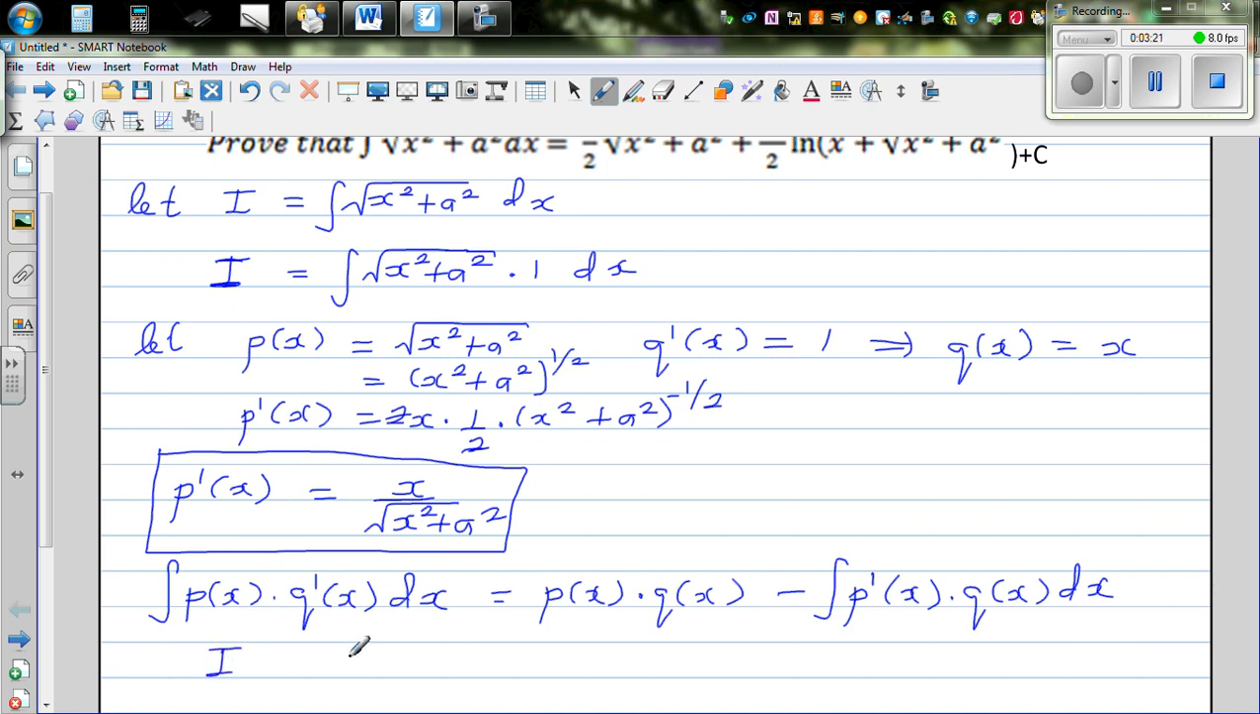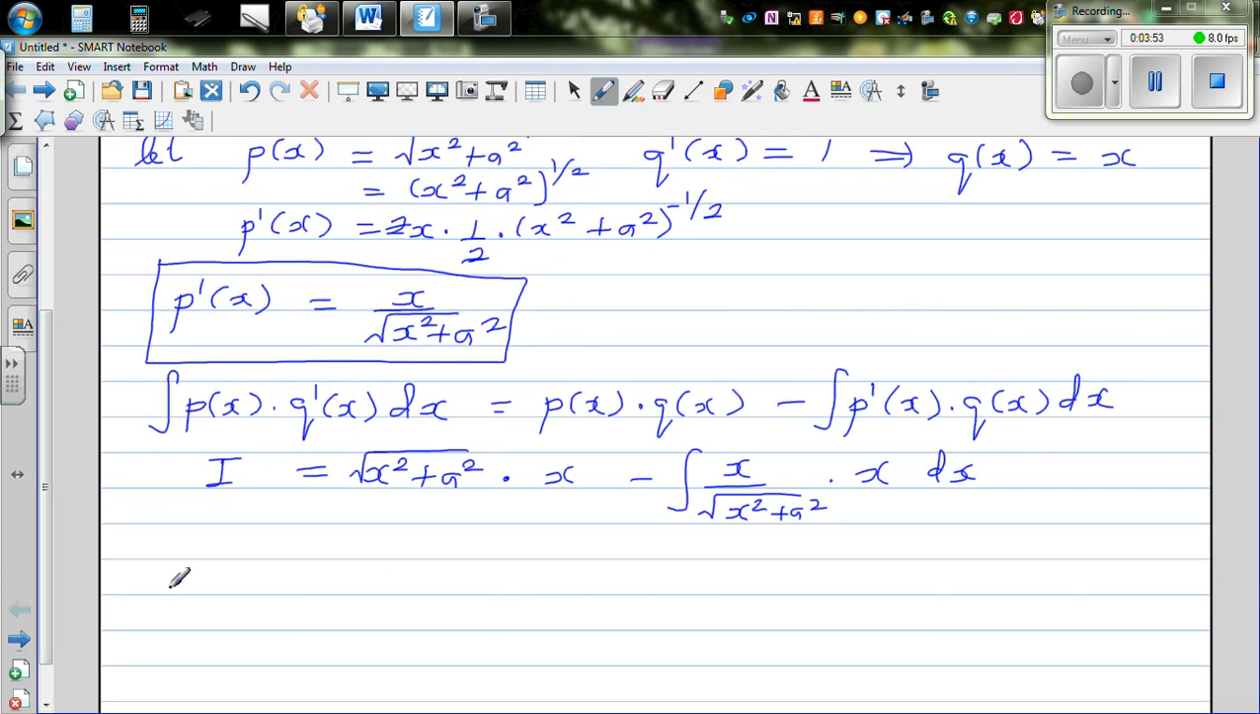The integral I is equal to p of x. Your p of x is square root of x squared plus a squared, times q of x, and q of x is x, minus the integration of p dash x, which is x over square root of x squared plus a squared, times q of x, which is x, dx. Okay, simplifying this further, I is equal to x times square root of x squared plus a squared minus the integration of x squared over square root of x squared plus a squared.